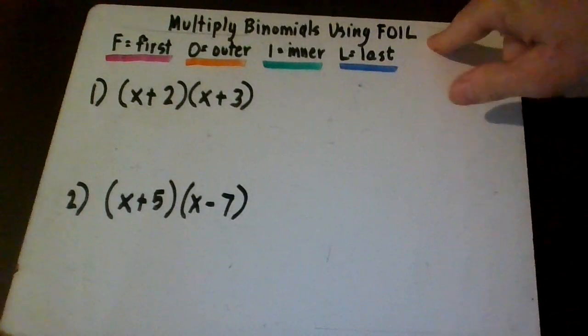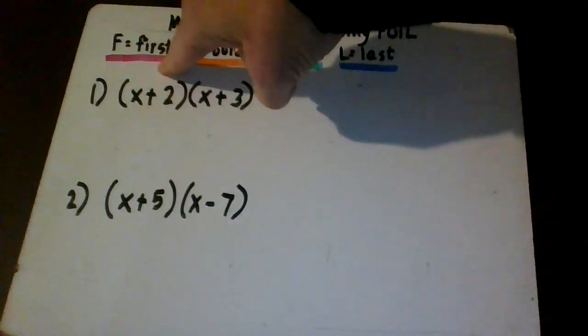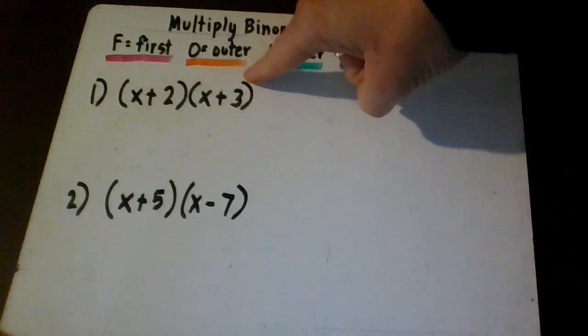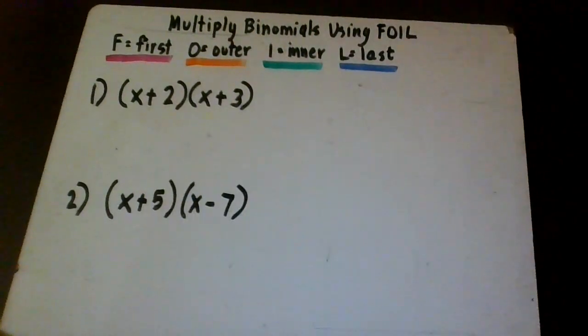It is an acronym. F stands for first, O stands for outer, I stands for inner, and L stands for last. And it just kind of keeps us in order, a way to multiply these binomials.